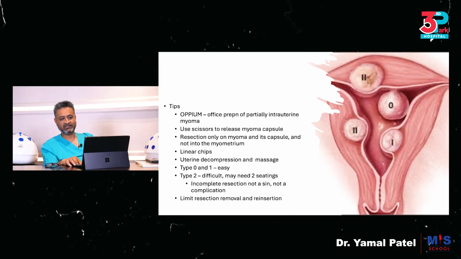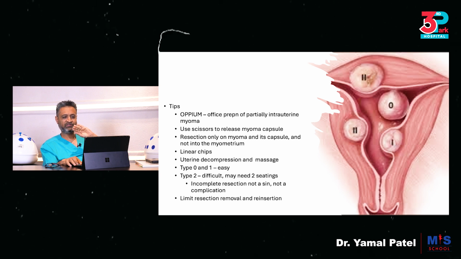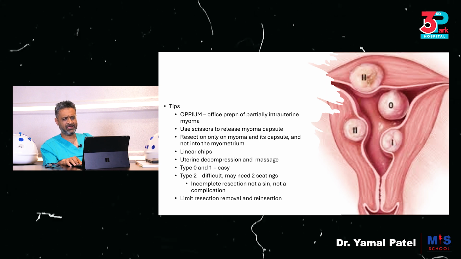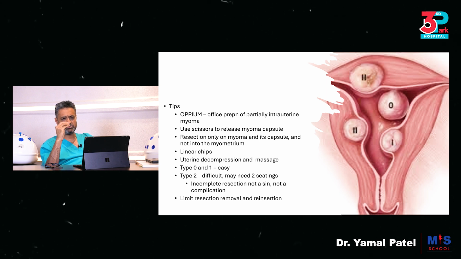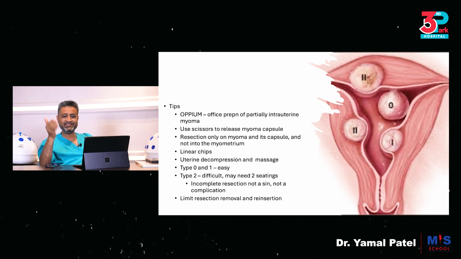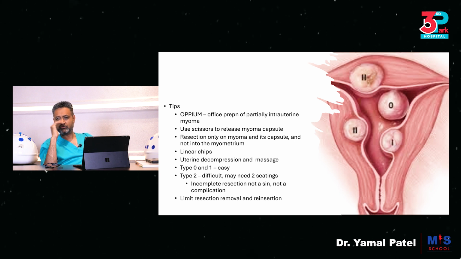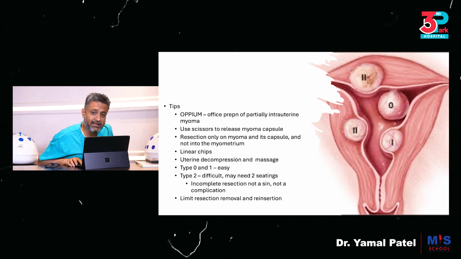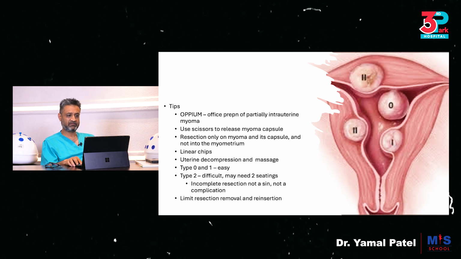Use scissors to release this myoma capsule. When you're doing a resection, please make sure you resect only on the myoma and its capsule, not into the myometrium. So you should have the anatomical knowledge to tell you that this is myoma tissue and its sub-pseudocapsule, and this is now going into the myometrium. You'll see the layer. So if you see the layer, don't go deeper than that. Then you will not end up with bleeding, and you will not end up with Asherman's.